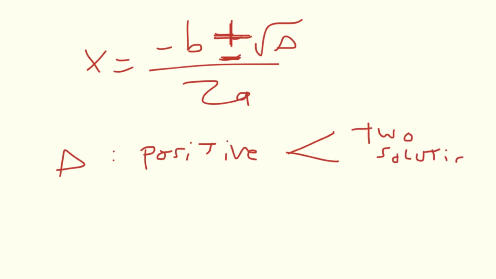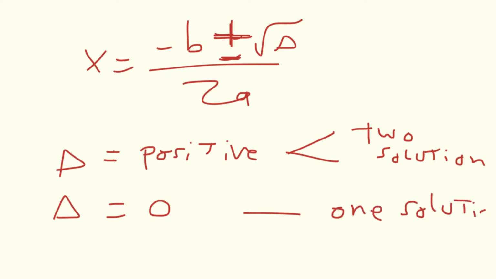Now, if delta is 0, then we're going to have what? One solution, which is minus b over 2a. We're going to have one solution. What if delta is something else? Negative. What if it's negative?